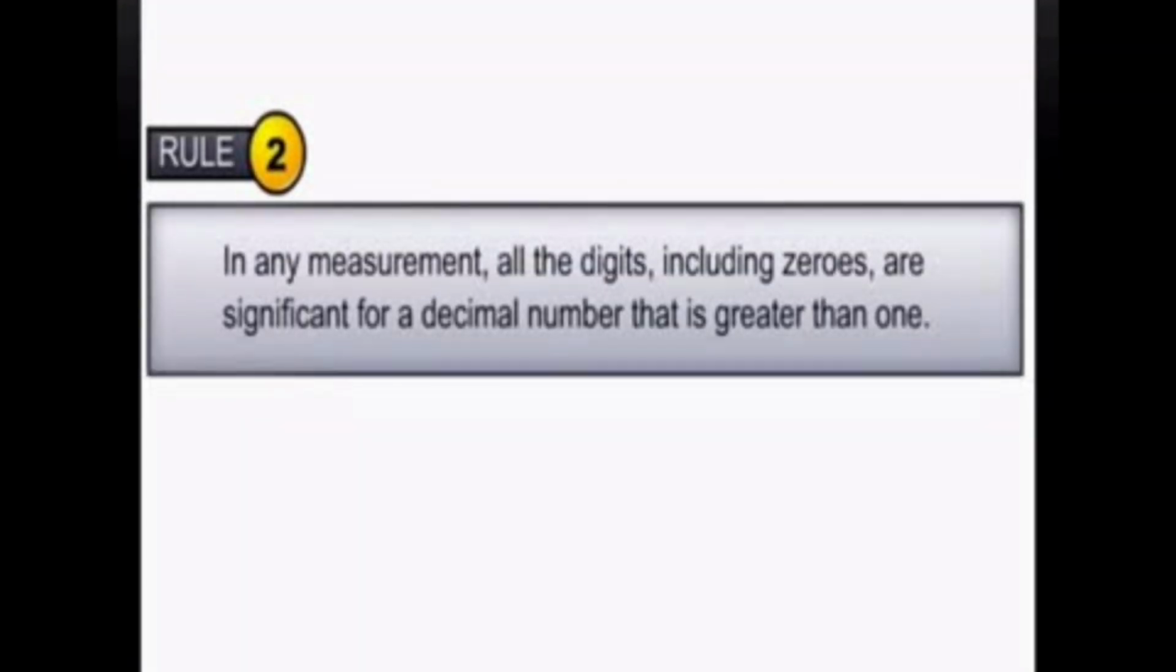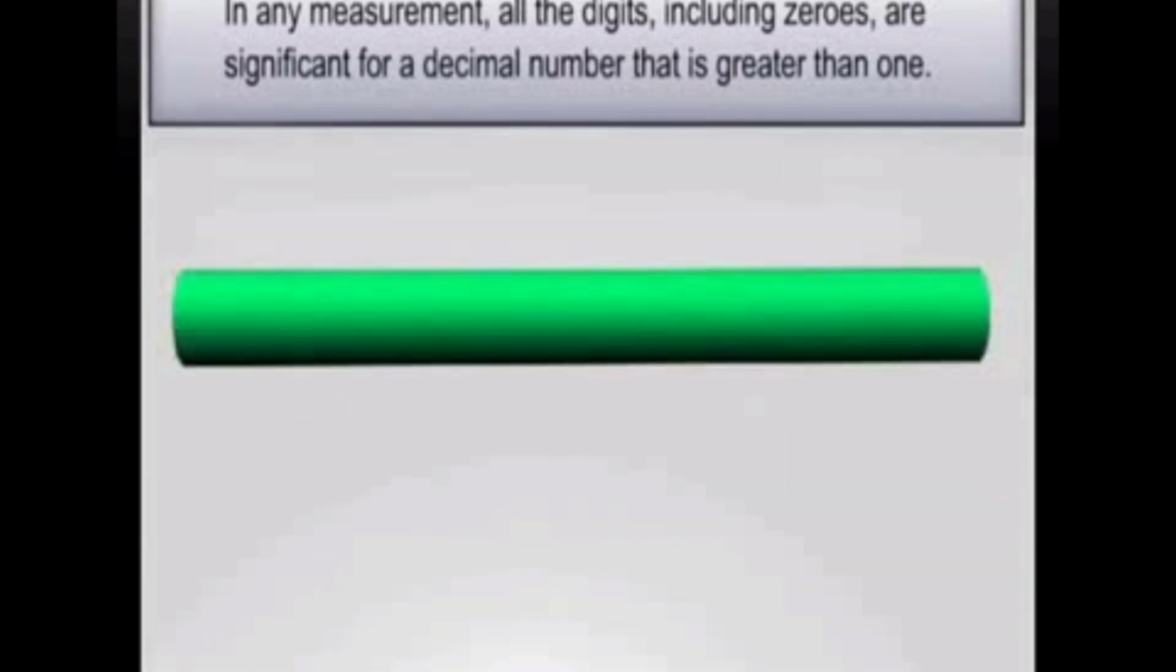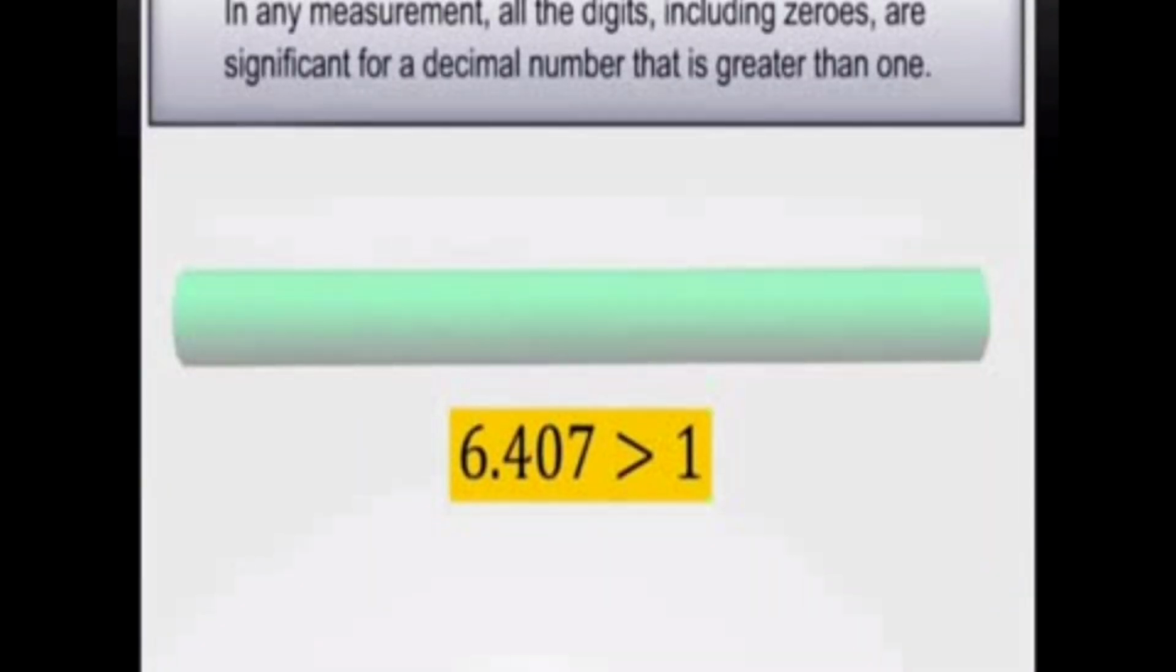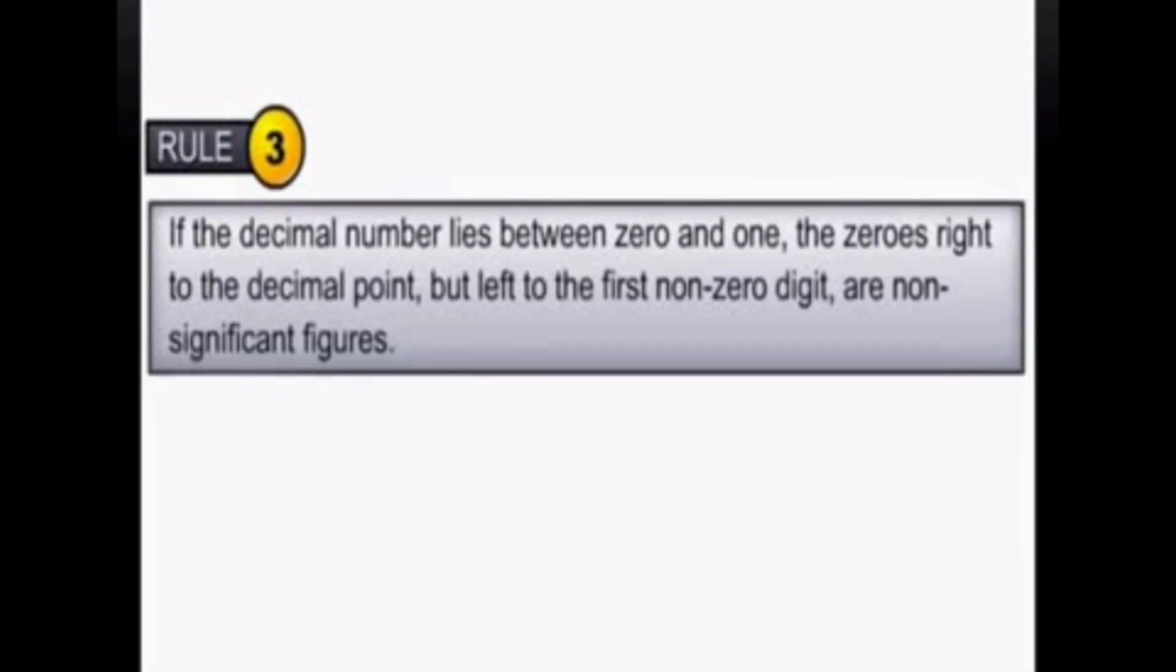Second rule: in any measurement, all digits including zeros are significant for a decimal number that is greater than 1. So the zeros also are taken as significant, but they should be between non-zero numbers or with the decimal numbers. See here, the length of the rod, 6.407. Here the 0 is significant because it is between the non-zeros. It is definitely greater than 1. So the significant numbers are 4, in 6.407. So 0 is also significant.